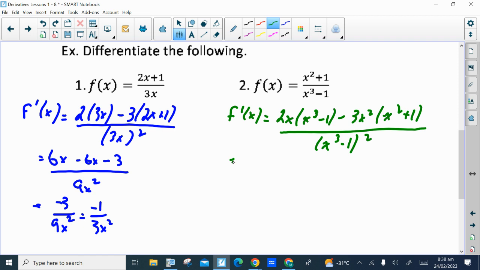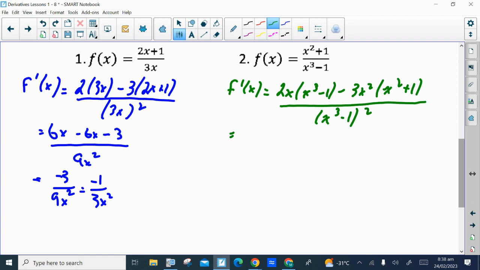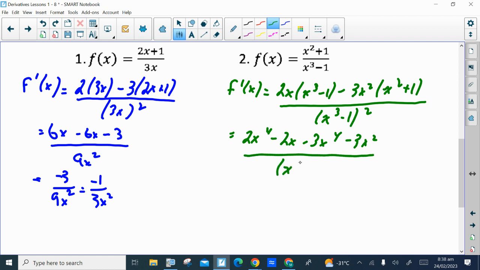So, again, we go to simplifying, multiplying it out. And then 2x to the fourth minus 3x to the fourth is negative 1x to the power 4. Then we have a minus 3x squared and a minus 2x.